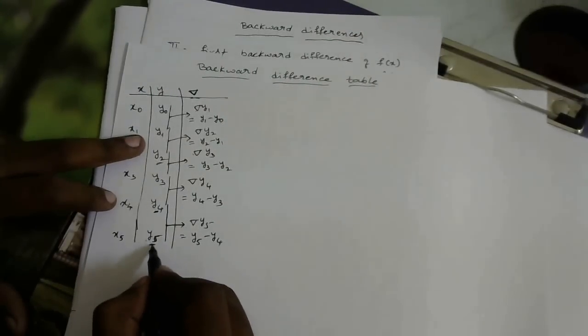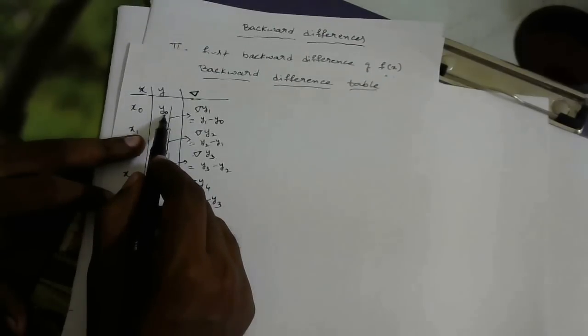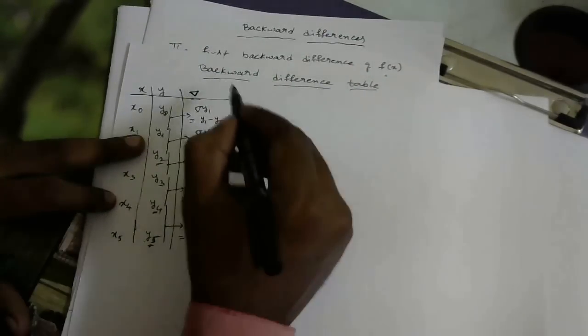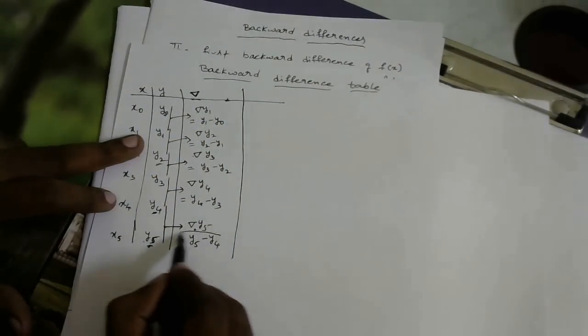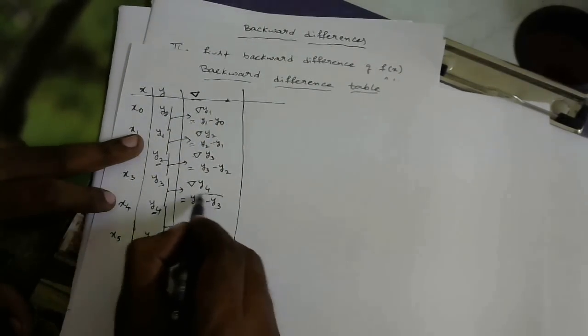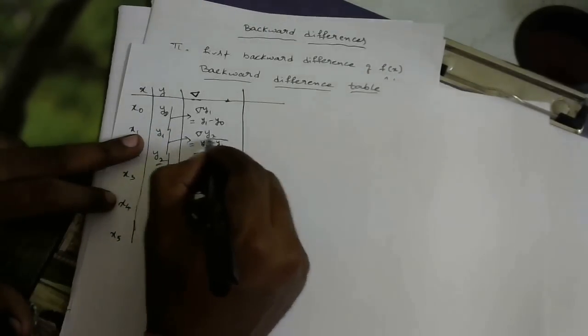In the forward table, the last terms are eliminated, but here in the backward table the first term is eliminated. So remember that one. Now I am neglecting these elements.